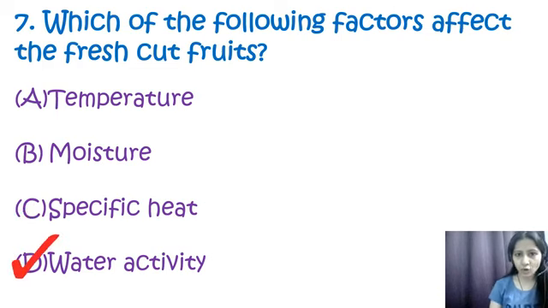So the quality of the fresh cut fruit is affected by several factors. These factors can include temperature, moisture and water activity. Among the following, these factors also influence the physiology and the quality of the fresh cut produce. But over here the most appropriate one will be the water activity, as it directly affects the fresh cut fruits. So option number D, that is water activity, is the correct answer.